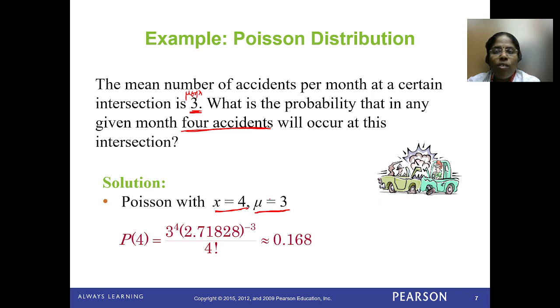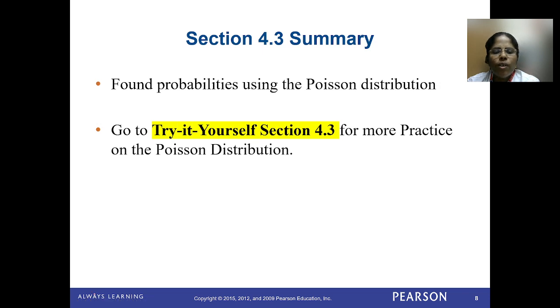To calculate the probability of an event under a Poisson distribution, the main parameter we need is mu, and this is the question they will ask. So this value is needed to find the probability under Poisson distribution. Substitute these two values in the formula. By using a calculator you can get this value as 0.168.